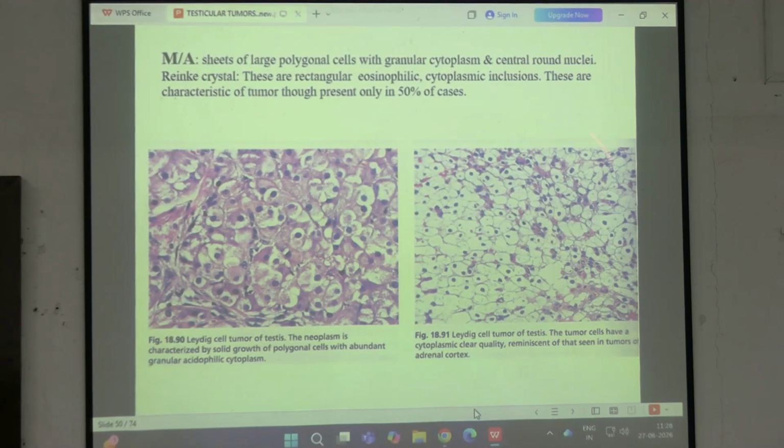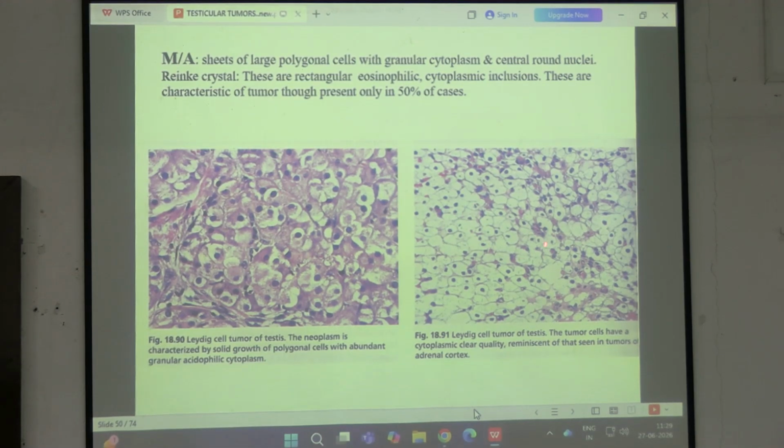Okay. So microscopically, how does it appear? Sheets of large polygonal cells with granular cytoplasm and central round nucleoli. Okay, large polygonal cells with granular cytoplasm. It appears like grains. Granular cytoplasm and well demarcated cell margins. You can see eosinophilic cytoplasm, and you can see the centrally located nuclei.